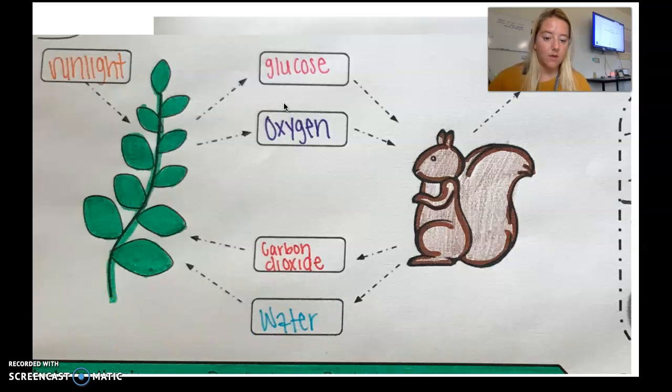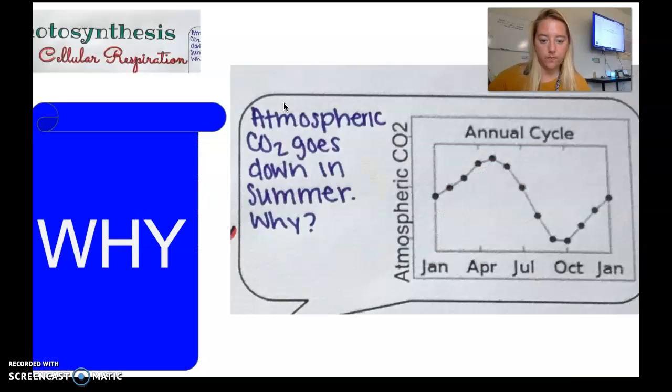But we know that the animals use that glucose and oxygen to create their own energy, which we're going to learn in a second is called ATP, or adenosine triphosphate. And then just so you know, animals give off heat as a byproduct of these reactions as well.